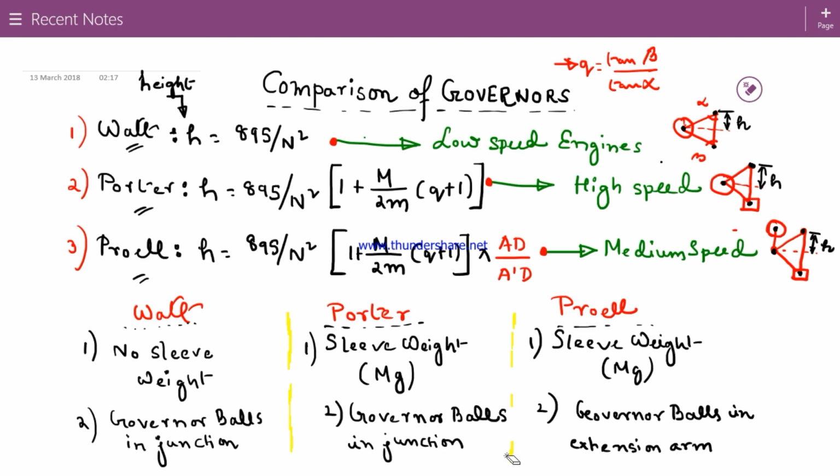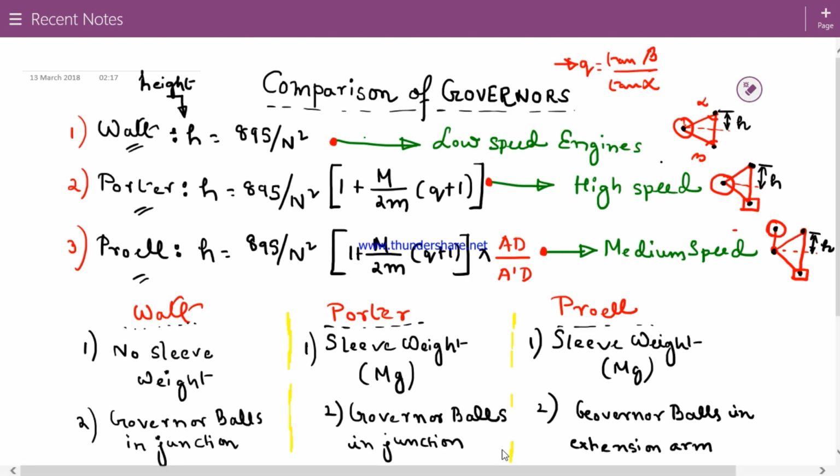Let's learn mechanical engineering. In this channel, as we know, we discuss mechanical engineering at large, and since we are discussing governors nowadays, after discussing the Watt governor, Porter governor, and Proell governor, we now come to the topic of comparing the Watt, Porter, and Proell with each other. Where do we use the Watt governor, where do we use the Porter governor, and where do we use the Proell governor?